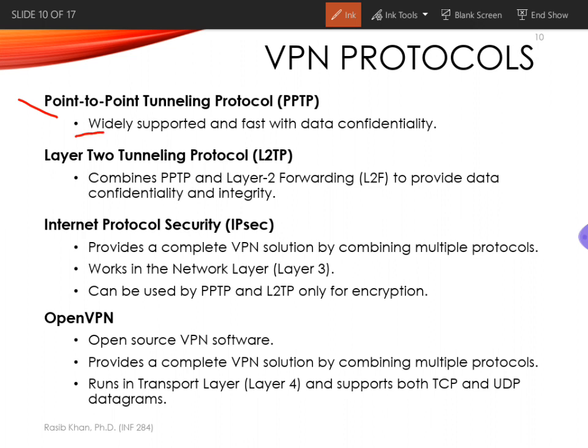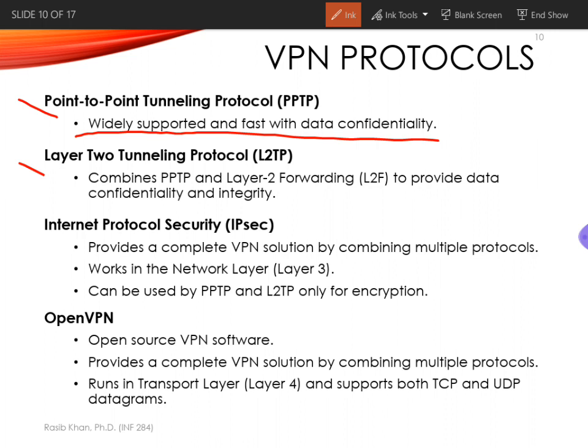This is widely supported and fast, and also it provides data confidentiality. That means it makes sure that the data is protected from anyone who is trying to view the data. This was developed by Microsoft. However, it is available for all operating systems.